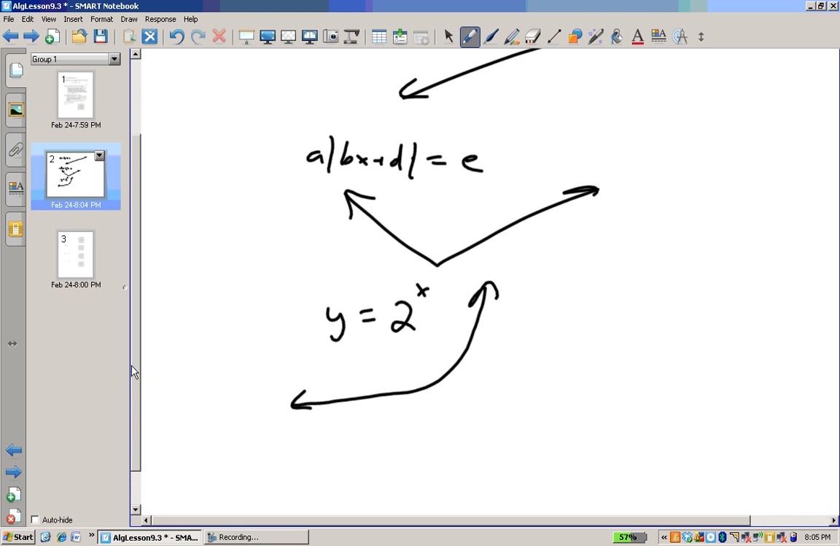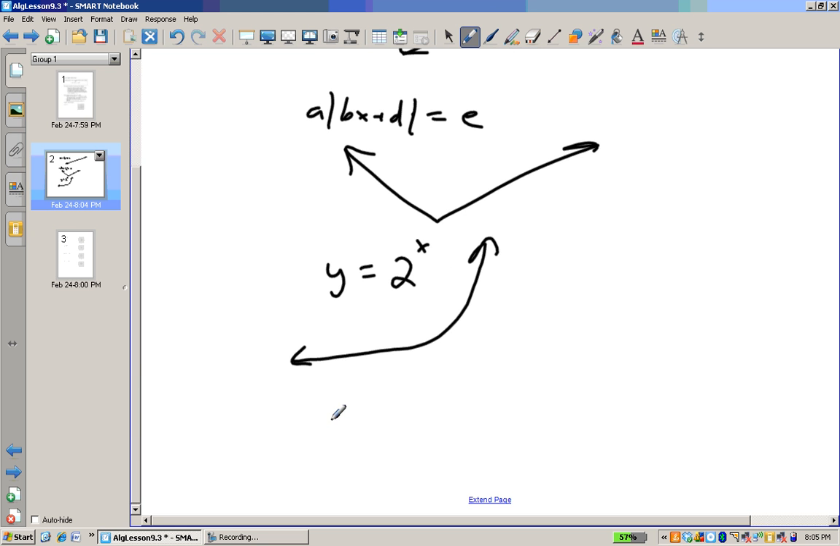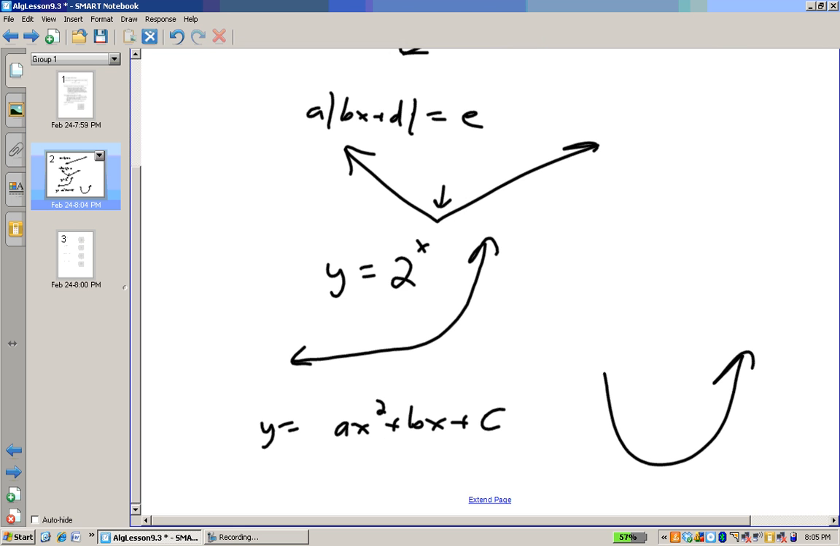And now we're going to have some quadratics. Standard form of a quadratic, ax squared plus bx plus c. And instead of making a V, now you notice this has a corner. Very important that that is a corner. These are going to give you a U shape.